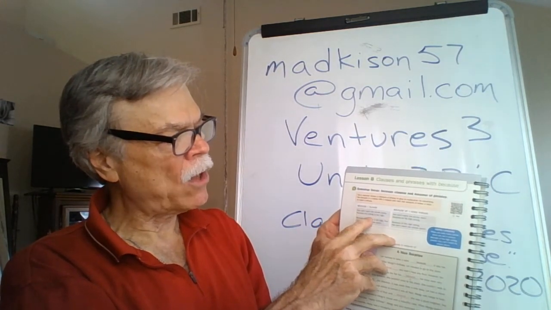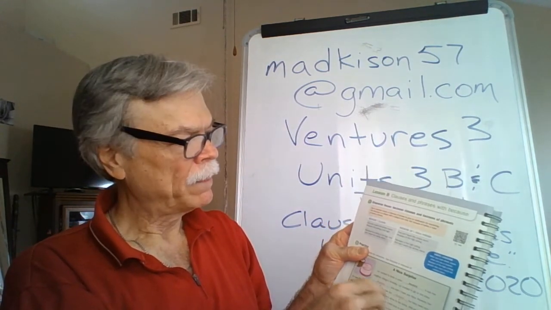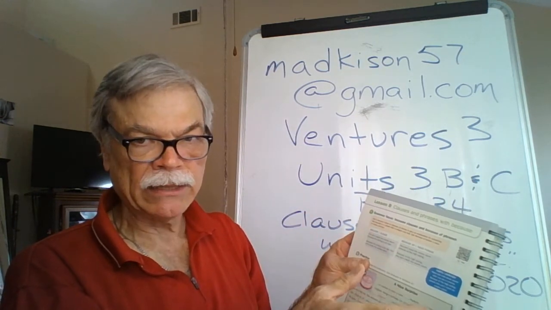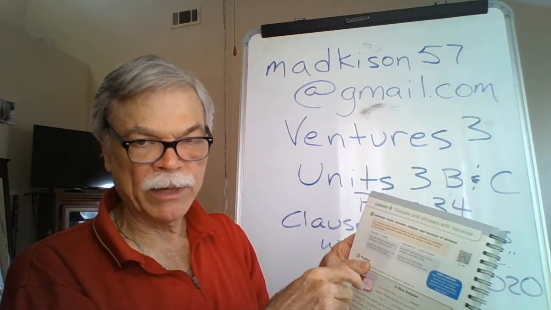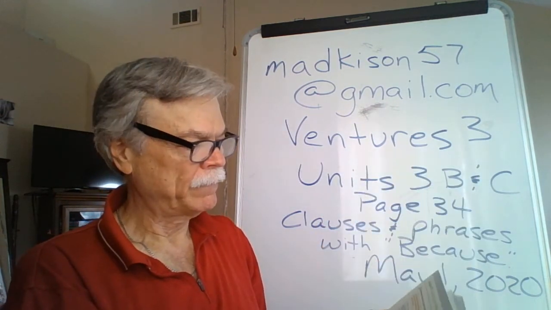Notice that when the because and the clause come at the beginning of the sentence, it's followed by a comma. But if the because clause comes at the end of the sentence, there is no comma. So just remember, when because plus the clause comes at the beginning of the sentence, you follow it with a comma, but if it comes at the end of the sentence, there is no comma.